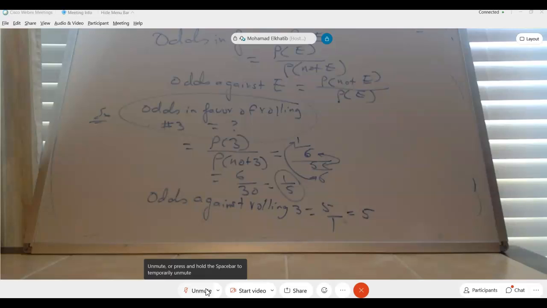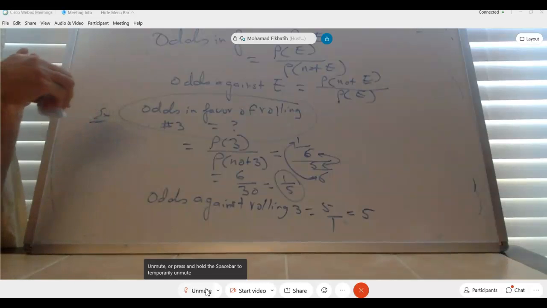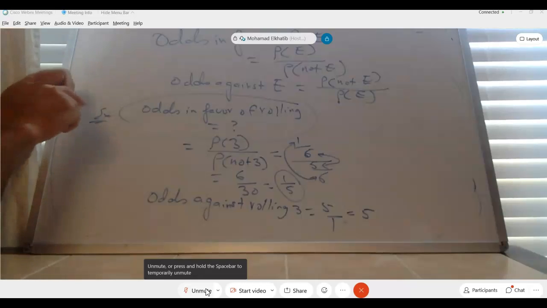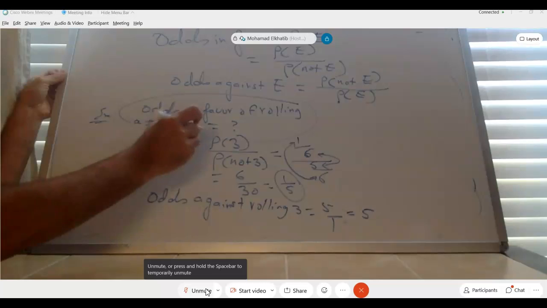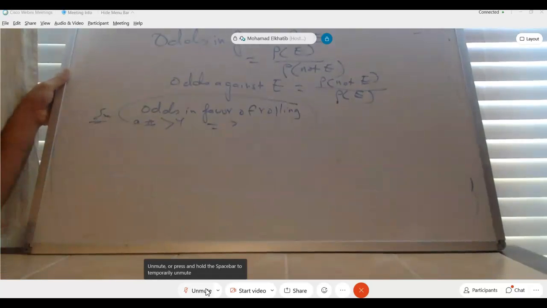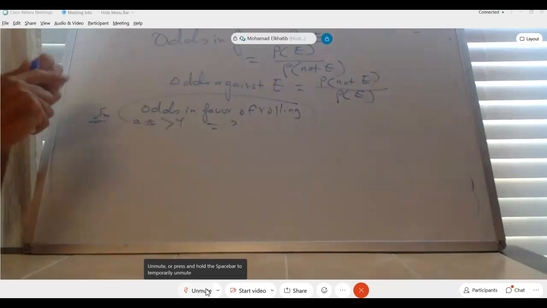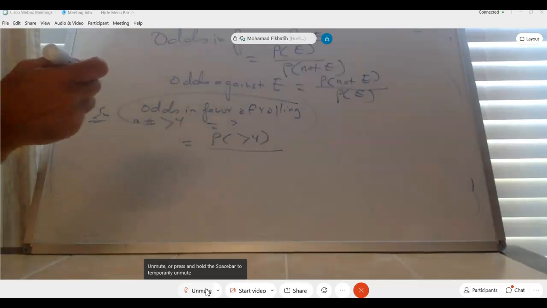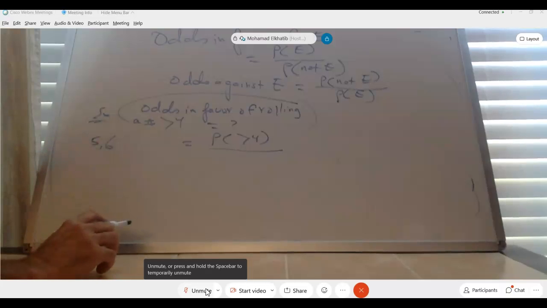So how are we doing with this example's odds? Easy? Okay. What if I ask you, find the odds of rolling a number larger than 4? Okay? So what does the formula tell me? It'll be the probability of getting a number larger than 4 over what? What are the numbers that are larger than 4? 5 and 6, right? Correct?